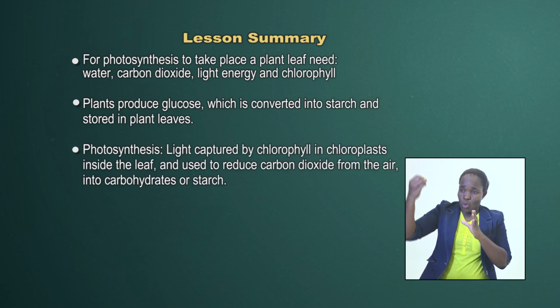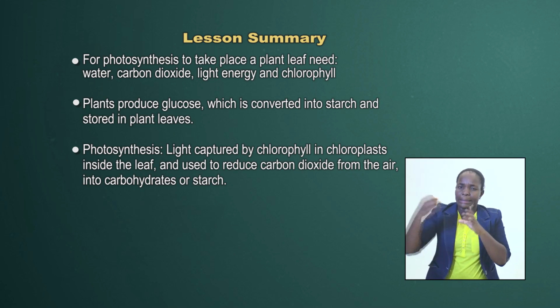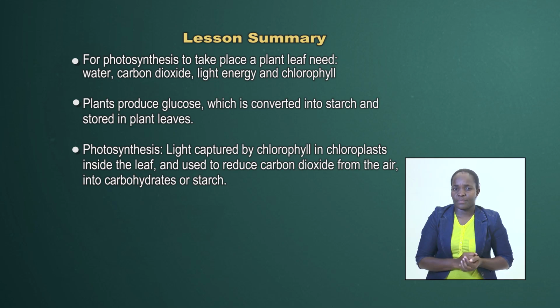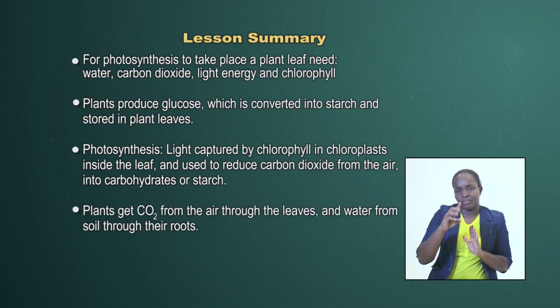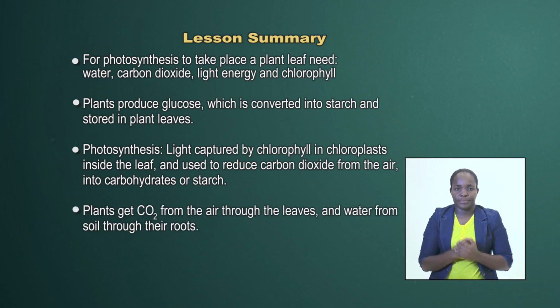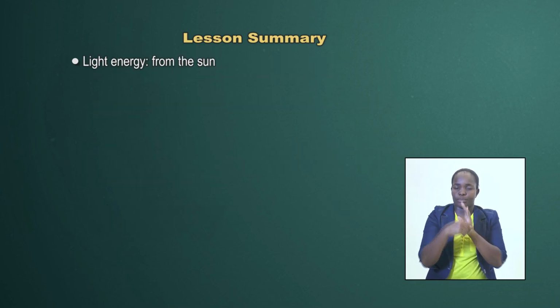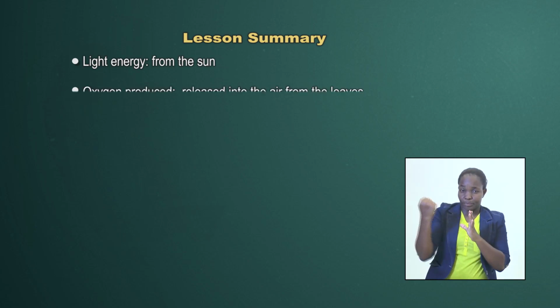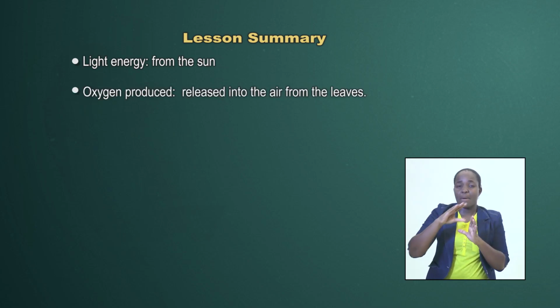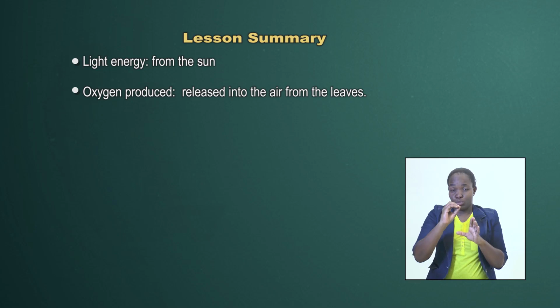Photosynthesis is the process where light is captured by chlorophyll in the chloroplast inside the leaf and used to reduce carbon dioxide from the air into carbohydrates or starch. Plants get CO2 from the air through their leaves and water from the ground through their roots. Light energy comes from the sun. The oxygen produced is released into the air from the leaves.